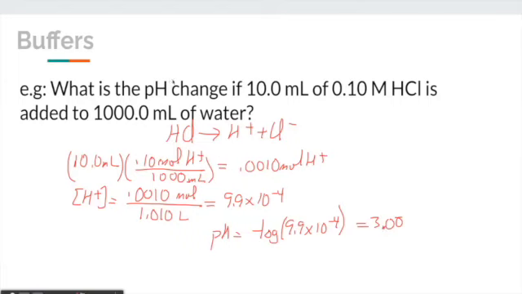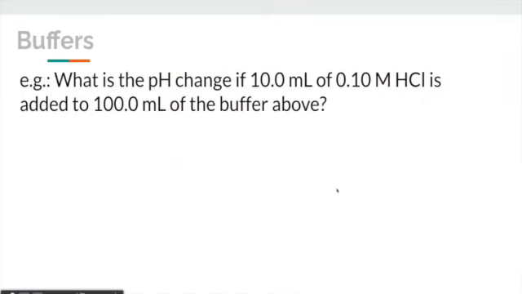So the question wasn't what the pH is, it was what was the pH change. So if it was added to water, pure water is going to be just pH equals 7. So we experienced a pH change of 4 pH points, which is significant. That's 4 orders of magnitude, or in other words, the solution got 10,000 times more acidic by adding this HCl. Okay, so now we're going to see the real value of buffers.